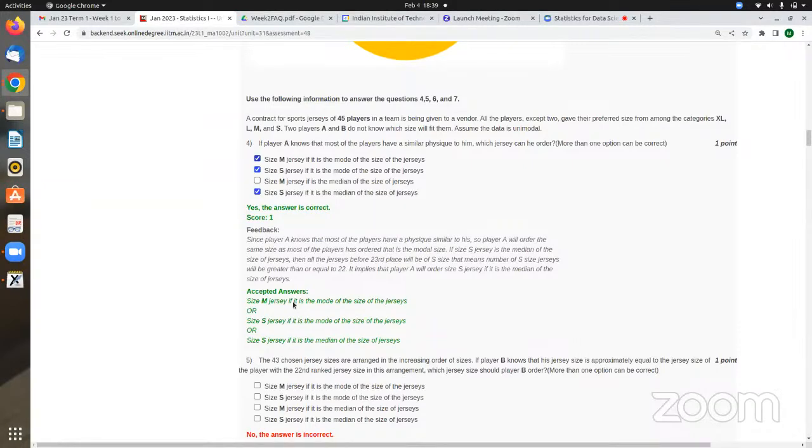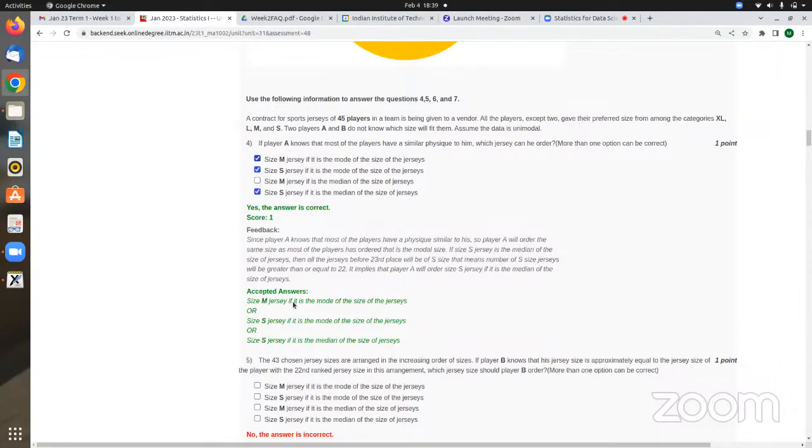So in that case, when you say 22 people have a particular size of S, you are assuming that 22 people have only S. But if that is not the case, what if only 10 people have S? Your 22nd player will still have a medium size jersey, right? So in that case, the third option goes.